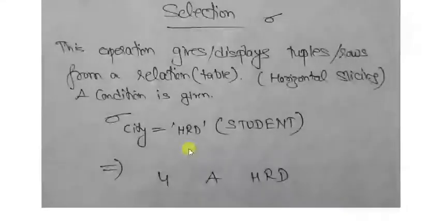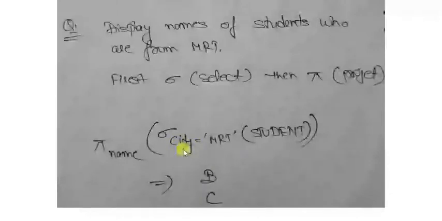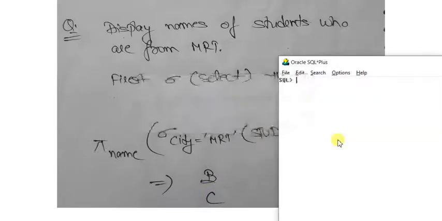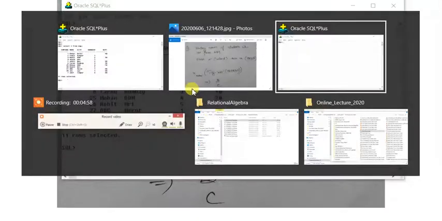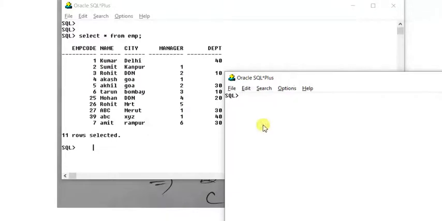So what is the answer? First of all, select those records from student who are from Meerut and then apply project name on it. So what is the output? BC. And what is the SQL output? SQL output will be something like this. Like you want to apply this on this table, that display records of those employees who are from Goa. So you will type select name from employee where city equals to Goa.